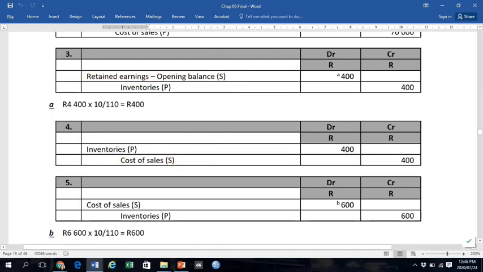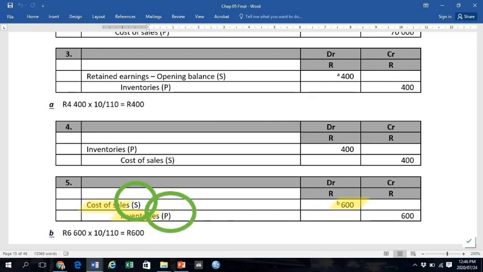Journal 5 eliminates the unrealized profit in closing inventories through the journal debit cost of sales, credit inventories. The amount of 600 is again the same as it was calculated in example 5.1. The only difference when compared to example 5.1 is that we now debit the cost of sales of the subsidiary to eliminate this gross profit in the group. The selling entity being the parent's inventories is adjusted to prevent overstatement.